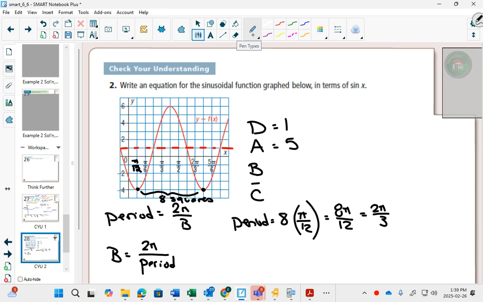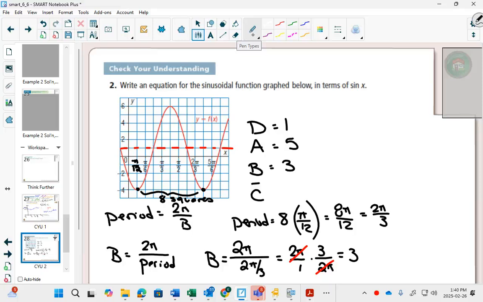I go to my formula and say my B value is equal to 2 pi divided by my period, and my period was 2 pi over 3. How do you divide by a fraction? Multiply by the reciprocal. So this would equal, my top fraction is 2 pi over 1. If I do the reciprocal, I would get 3 over 2 pi. Can you see that your 2 pi is nicely simplified? So it was a little bit of work to find the B value. The B value is harder than the D value and the A value, but you can almost see those almost immediately. A little bit of figuring.